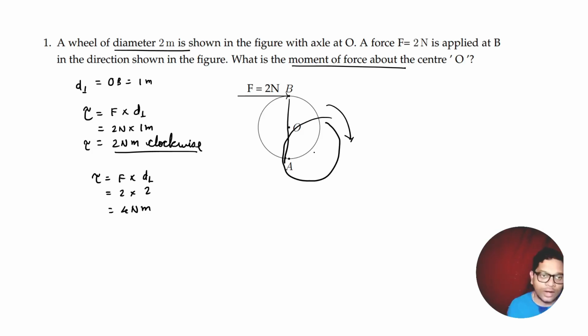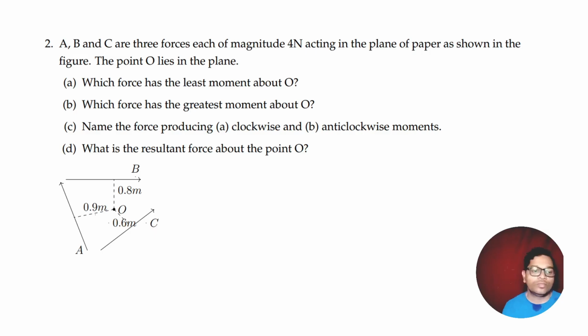Okay, fine. Let's go to the next question. You can pause the video, try to solve this question, and then have a look at the solution. In this question, they have said that all these forces are 4 Newton each. And from the axis, that is point O, the perpendicular distance is provided to you. So this is the perpendicular distance, this is the perpendicular distance, and so is this. They ask what is the least moment of force about O.